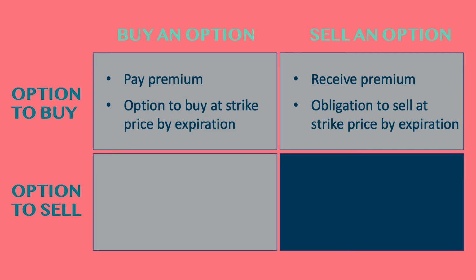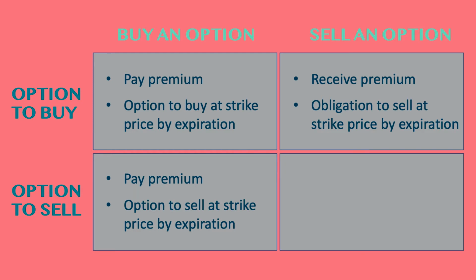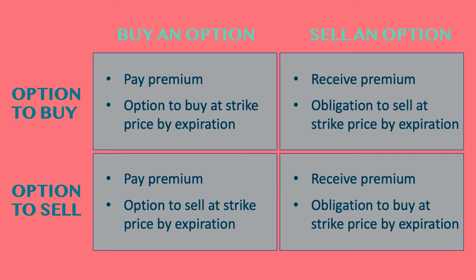Or if you buy an option to sell, you pay a premium in exchange for the right to sell 100 shares of that stock at the strike price upon expiration. And finally, you could sell someone else the option to sell, which means someone else pays you a premium in exchange for the right to sell 100 shares of the stock at the strike price on the predetermined expiration date. And in this case, you would be obligated to buy the stock at that strike price on that date.